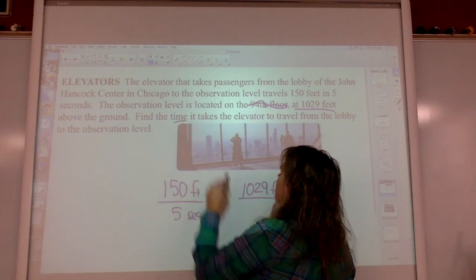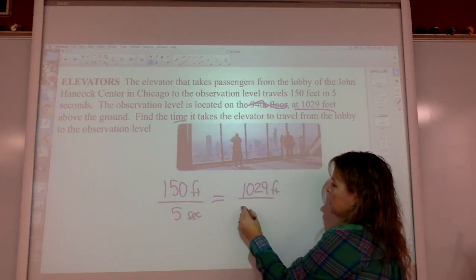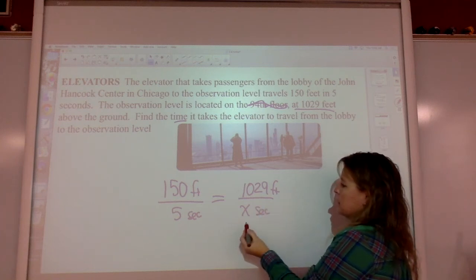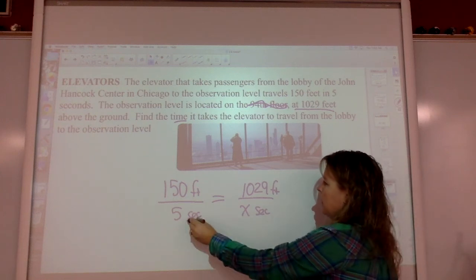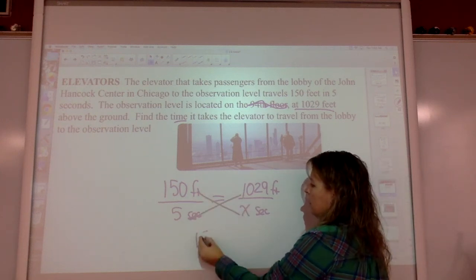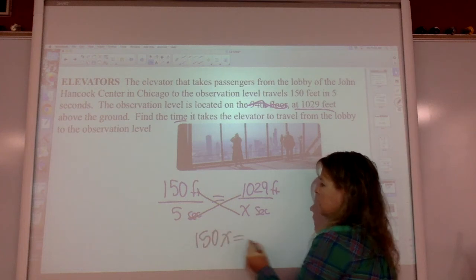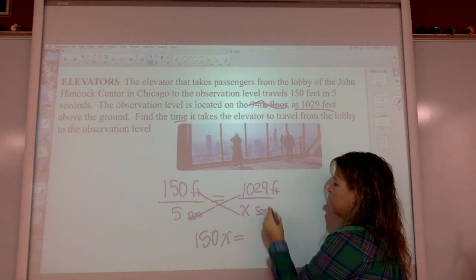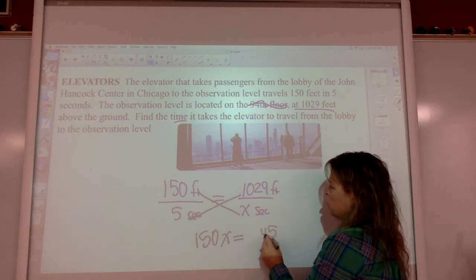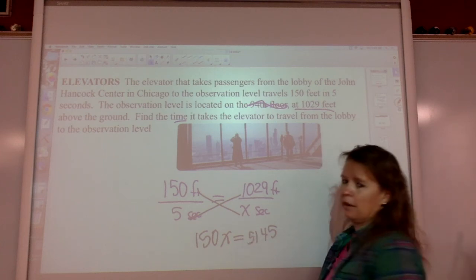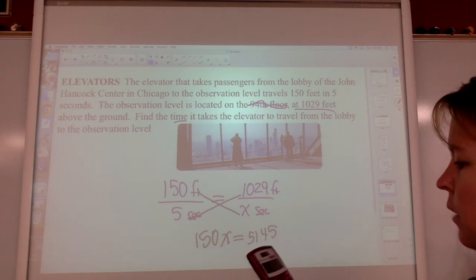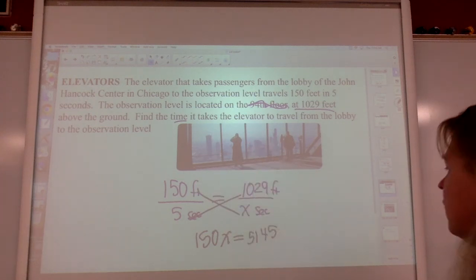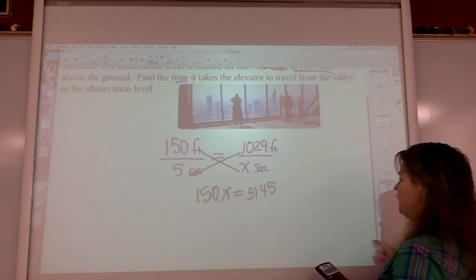Find the time it takes the elevator to travel from the lobby. So the time that we're looking for is seconds. Feet, seconds, feet, seconds. We're going to cross multiply and divide. Cross multiply, I'm going to go this way first and get 150x equals 5 times 1029. Somebody better check that for me. You know what, I tell you to use calculators for a reason. I better do the same, because why would you do all that work and still get it wrong? 5 times 1029 is 5145. Got it. Divide that by 150.